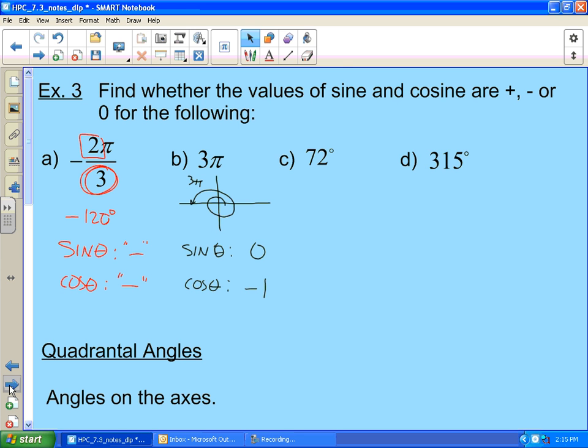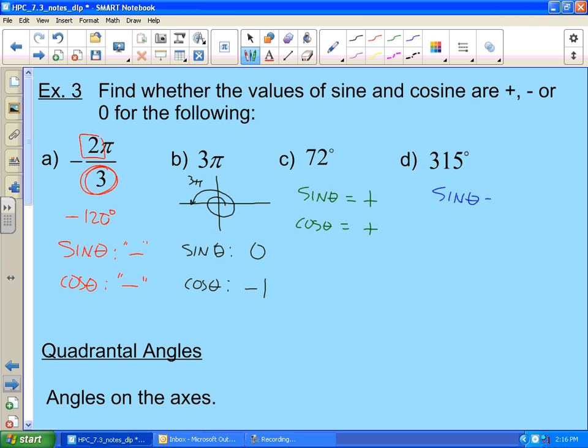72 degrees, where am I? That's all of them. So sine of theta would be positive, and cosine of theta would be positive. 315. The cosine's positive because I'm in quadrant number 4. So that ASTC thing is an important thing to understand. You need to understand what that is. It helps you very easily determine your value.